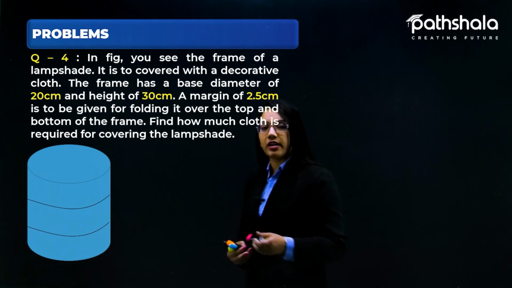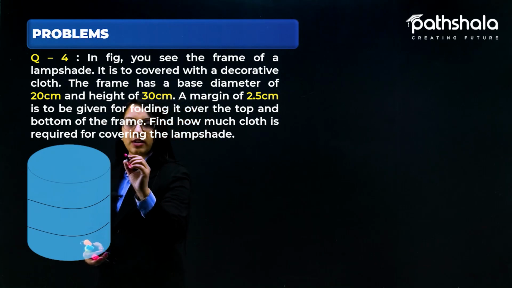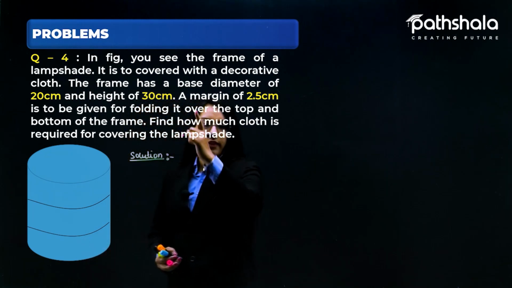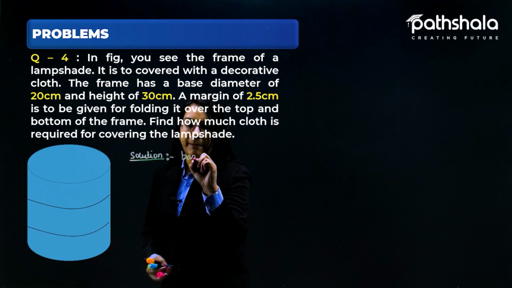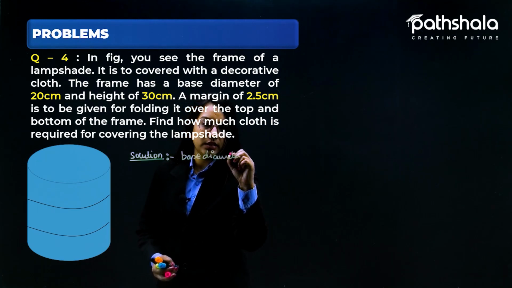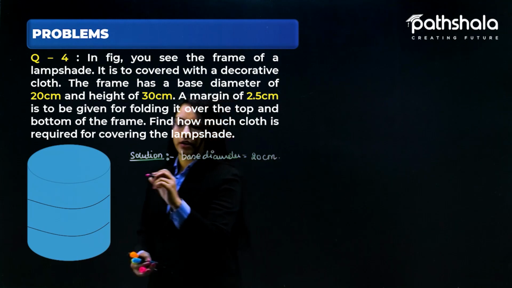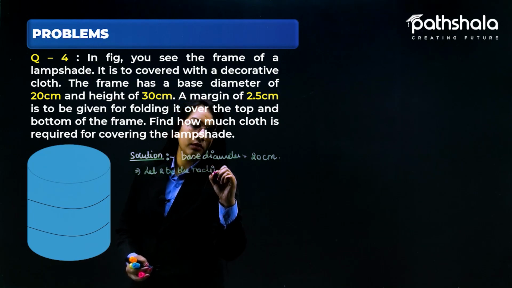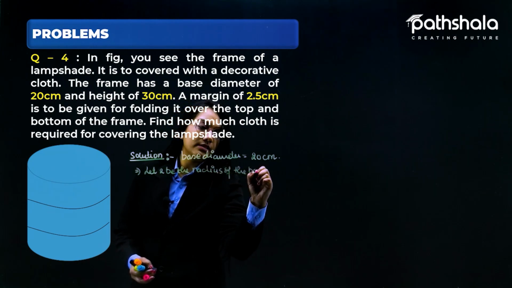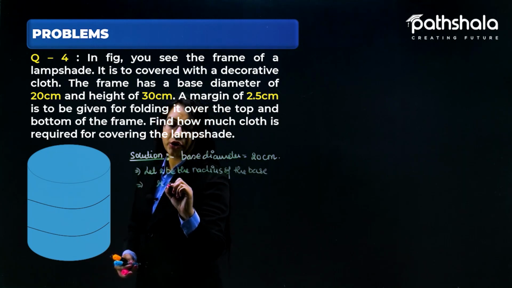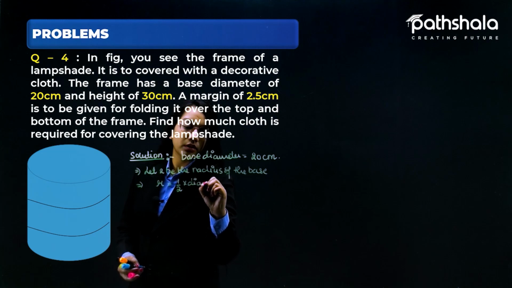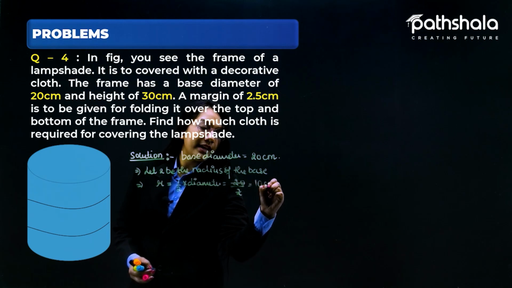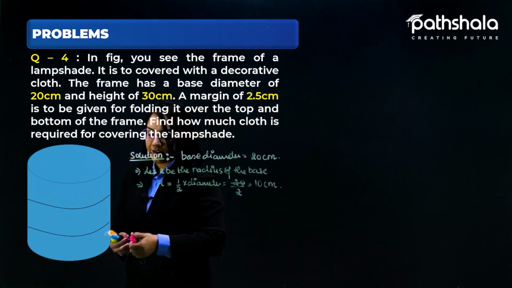So let us suppose I'm starting with the given information and finding the solution line by line. First of all, in the question it is given to us that the base diameter is 20 centimeter. It implies, let R be the radius of the base. It implies R should be half of the diameter, which is 20 by 2, and which is 10 centimeter. So this is the radius that we have calculated over here.